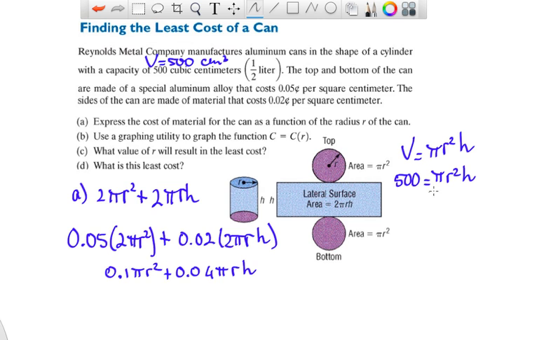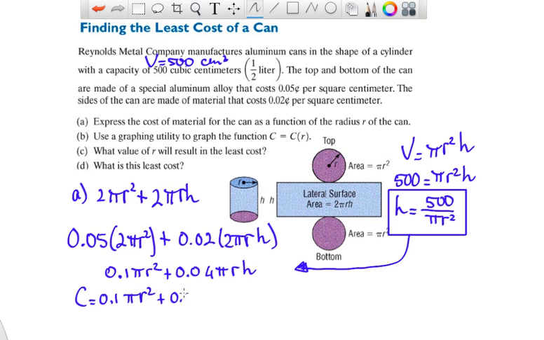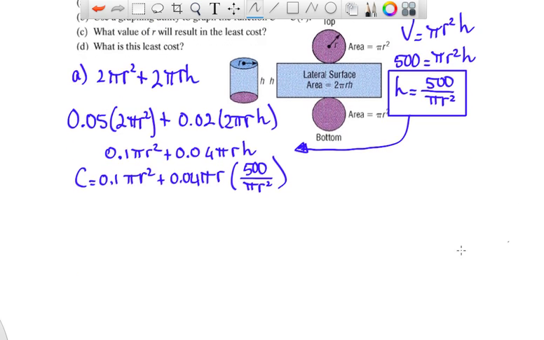And so we can actually rewrite this thing in terms of h. So h is 500 divided by pi r squared. So now we have an expression that we can plug into the part that we didn't really like. Oh, sorry about that. So this can go in here. So here's my total cost function. It's 0.1 times pi r squared plus 0.04 times pi times r, and then h is actually 500 divided by pi r squared. So that can be cleaned up a little bit more.